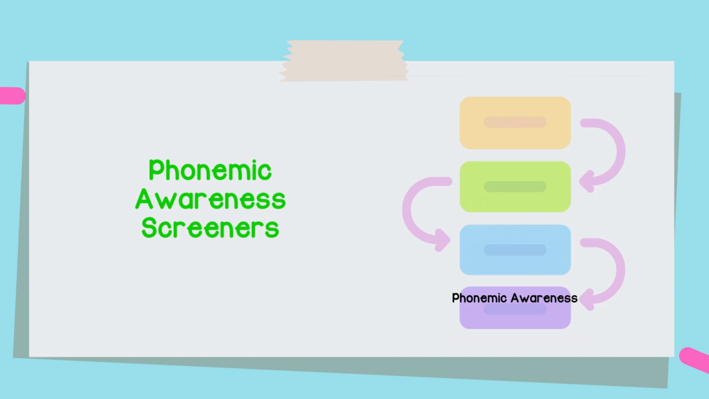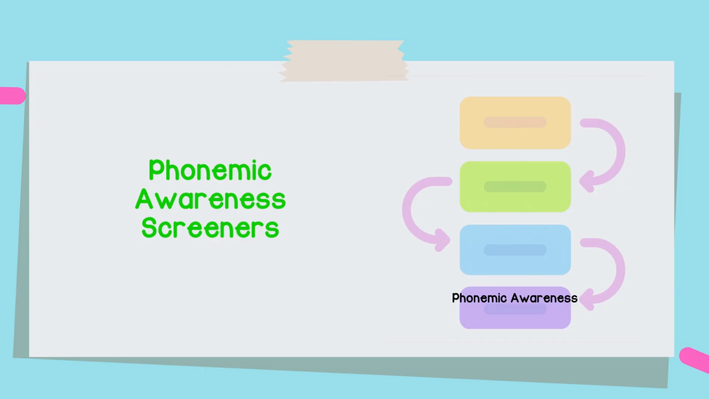Some sounds are voiced, some are unvoiced. Some have very similar sounds, like the short vowels. They may add or delete sounds when they're repeating words back to you. They may also struggle to isolate beginning sounds, middle sounds, or ending sounds in words. They may say sounds correctly, but cannot put them together.